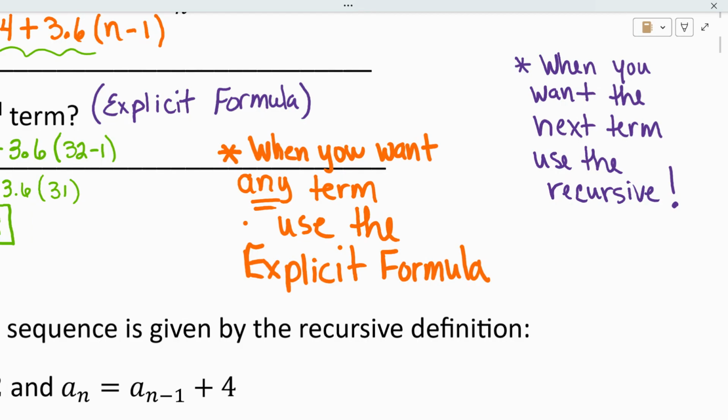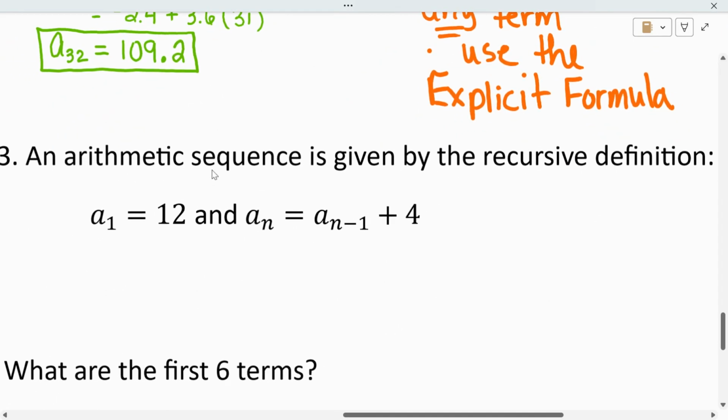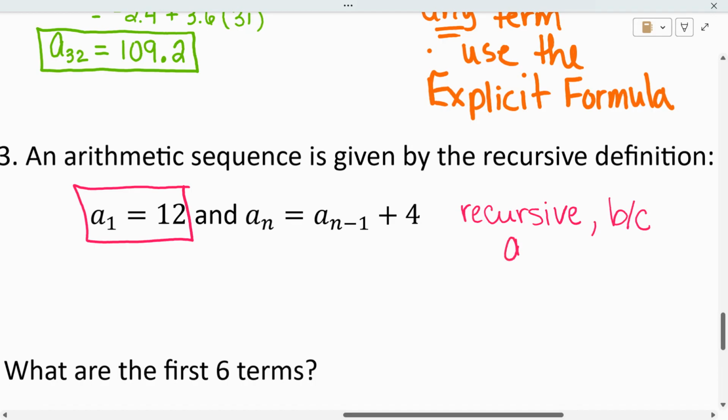All right. We have one more example. So we have a sequence given to us, and this is the recursive formula. How do I know that without it saying that? I know it's recursive because the first term is given. You have to give the first term. That's how I know it's recursive.